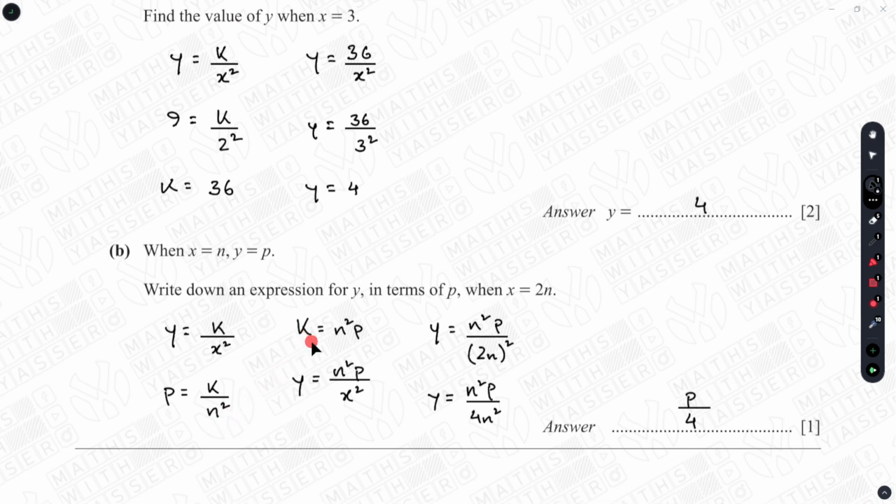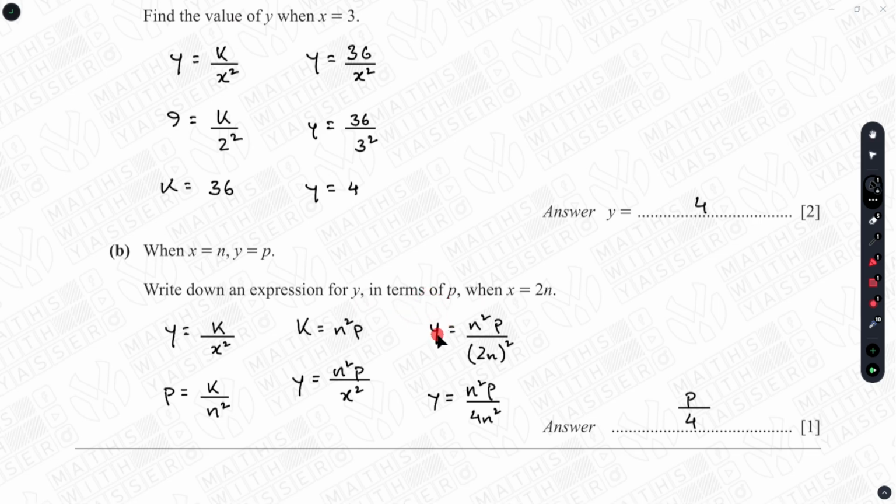Therefore, k is equal to n squared p. So we can now rewrite the equation as y is equal to n squared p over x squared. That is the value of k which we just found. Now all we need to do is substitute the value of x, which is 2n, in this equation to get the expression for y in terms of p.